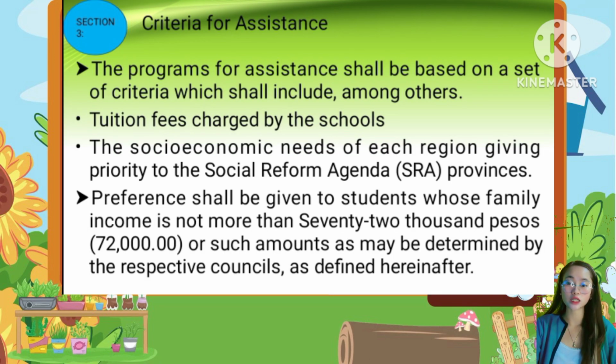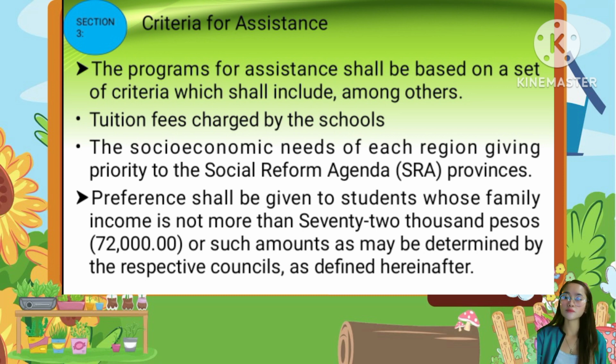So we are here now in Section 3, the criteria for assistance. The program of assistance shall be based on a set of criteria, which shall include, among others, the tuition fee charged by the school and the socio-economic needs of each region, giving priority to the Social Reform Agenda, or SRA, provinces. The Social Reform Agenda, or SRA, formally launched in September 1994, constitutes the government response to poverty. Social reform shall be a continuing process that addresses the basic inequities in Philippine society through a systematic package of social interventions.